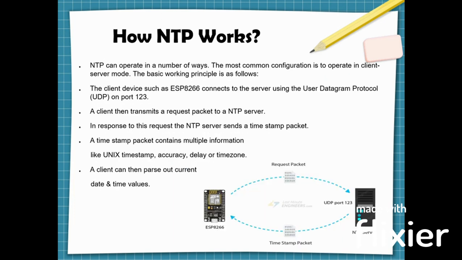Let's see how the NTP works. This operates in several ways. One such way is a client-server model. In this way, the client is something such as the ESP8266. Here, the NodeMCU acts as a client. The client sends a request packet to the NTP server. In response to this request, the NTP server sends a timestamp packet. A timestamp packet contains multiple pieces of information like Unix timestamp, accuracy, delay, or time zone. From this, the required details such as hours, minutes, and seconds can be parsed out from the timestamp packet.